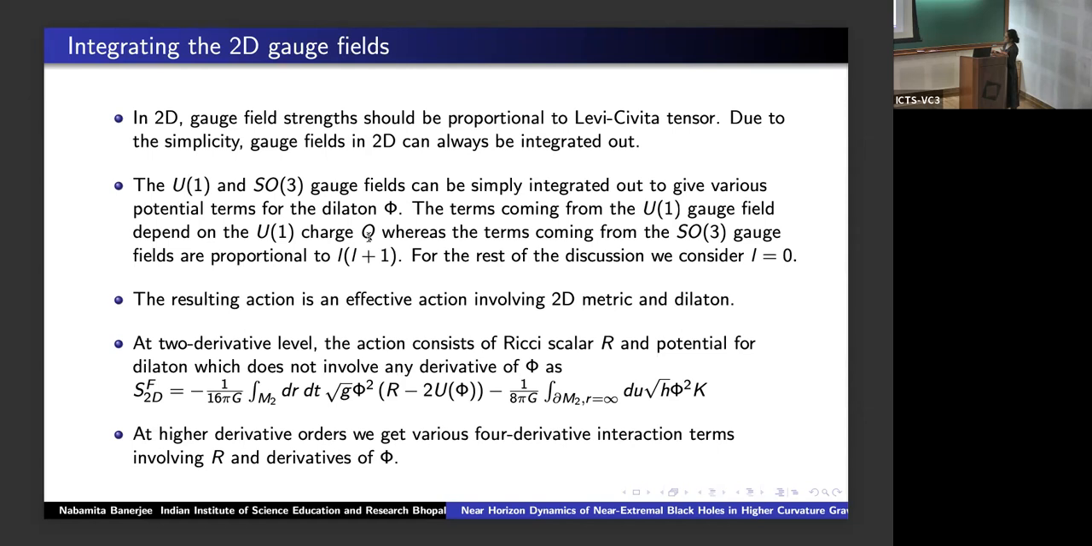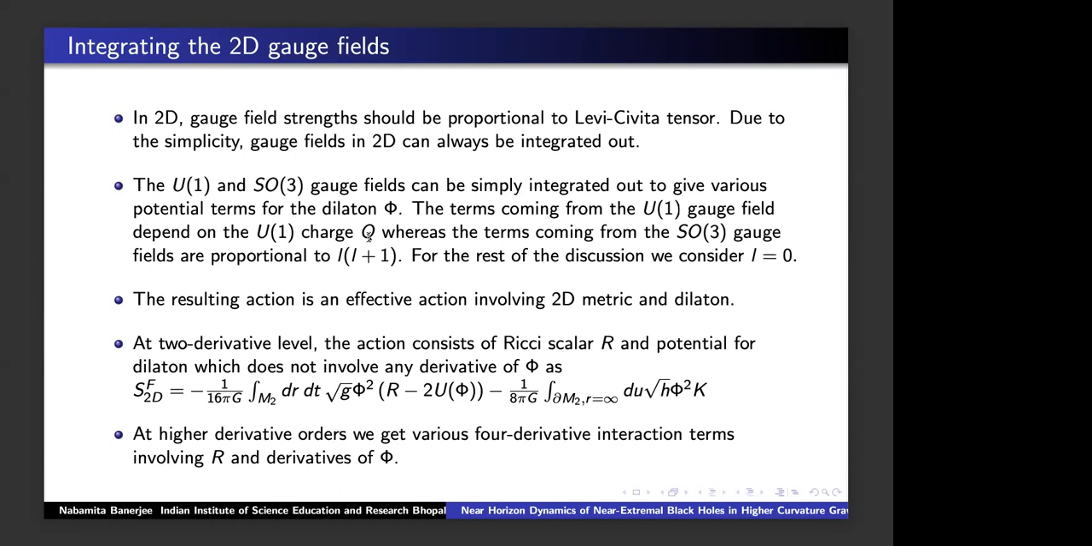I have an action involving the dilaton field phi, the metric G of the 2-dimensional space, some non-trivial potential of the dilaton, and the boundary term that we are going to have here. And this M2 is my 2-dimensional space. If somebody was asking, if we keep the higher derivative terms, then this expression is going to be modified. I'll definitely have this part, but we will also get various 4 derivative interaction terms involving again the metric and derivatives of phi. But we can integrate out the gauge fields completely. That's the good point of it. Any questions so far?